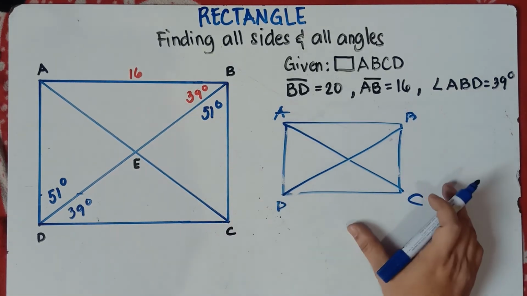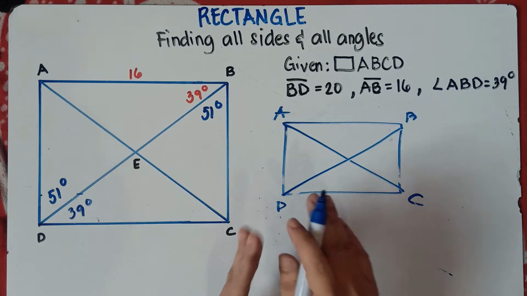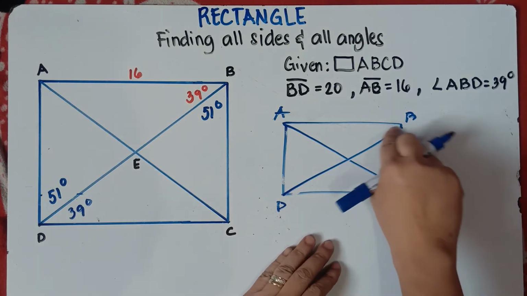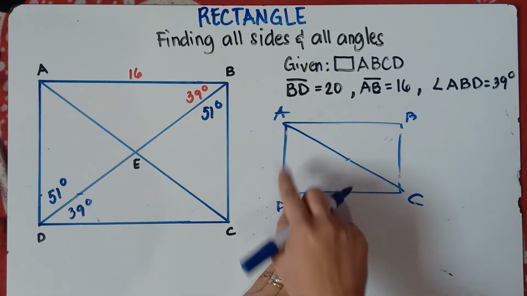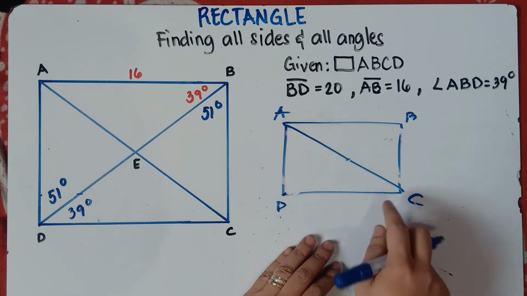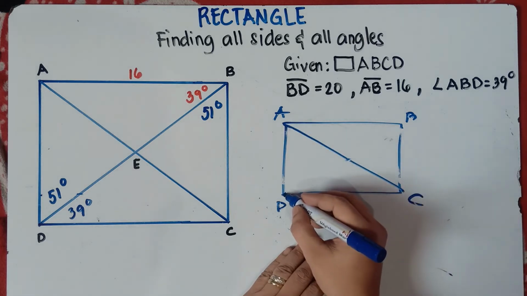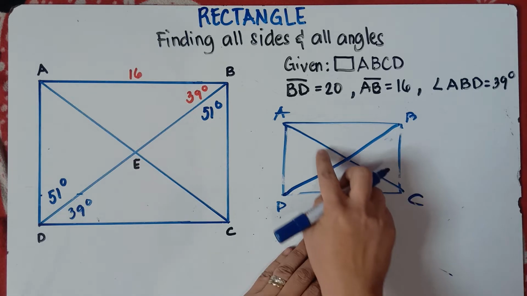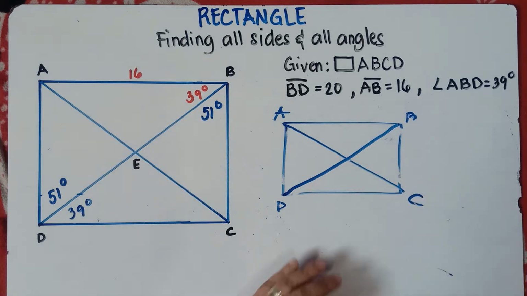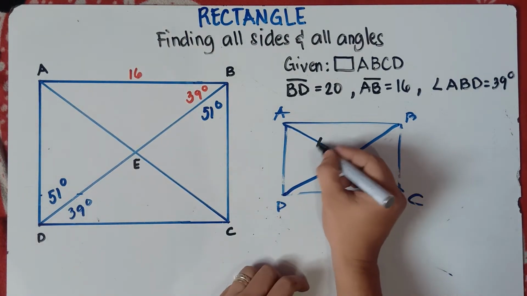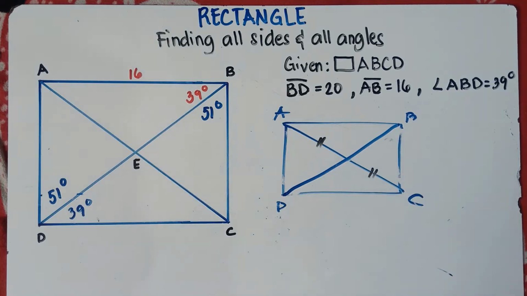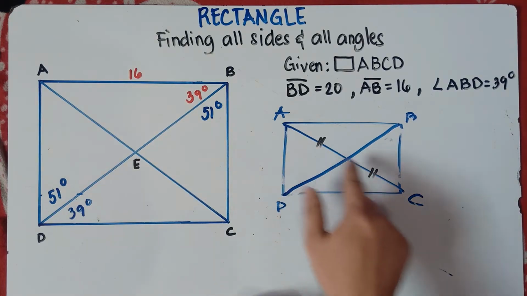What do you mean by that one, sir? They cut themselves into two equal parts. So if you draw line segment AC, diagonal AC, and you draw another line that is DB, you cut this AC into two equal parts. So this segment right here is equivalent to this segment, right? So this segment is equivalent to this segment.